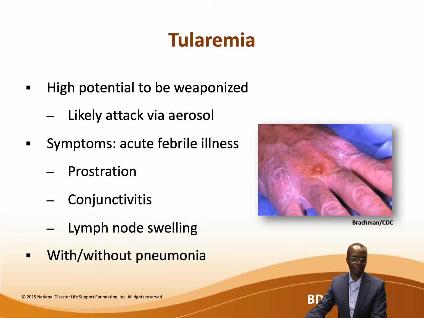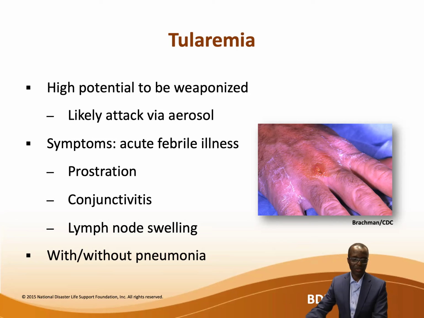Tularemia. Tularemia is a bacterial infection caused by Francisella tularensis. It is endemic in animals in North America, Europe, and Asia. Sporadic natural cases occur from ticks, biting flies, and infected rabbits. Multiple countries have a history of weaponizing tularemia for biologic warfare. The most likely route will be via an aerosol.